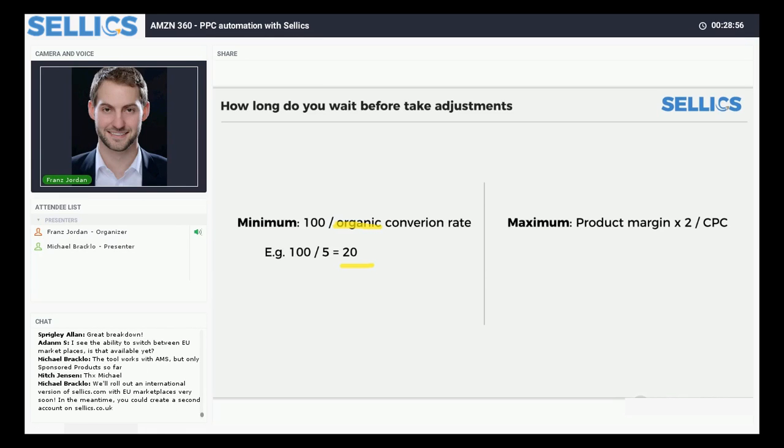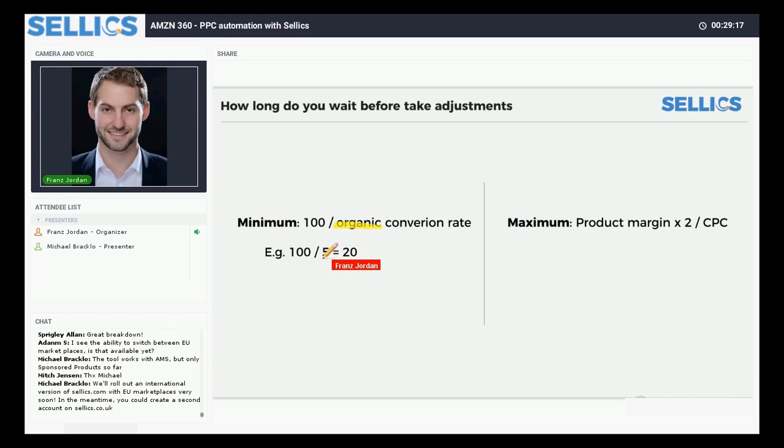Now, why should you use this formula? Essentially, what this formula says is that you are giving the keyword the chance to perform on average. If you have a conversion rate of 5%, it means that on average you will need 20 clicks to generate 1 sale.